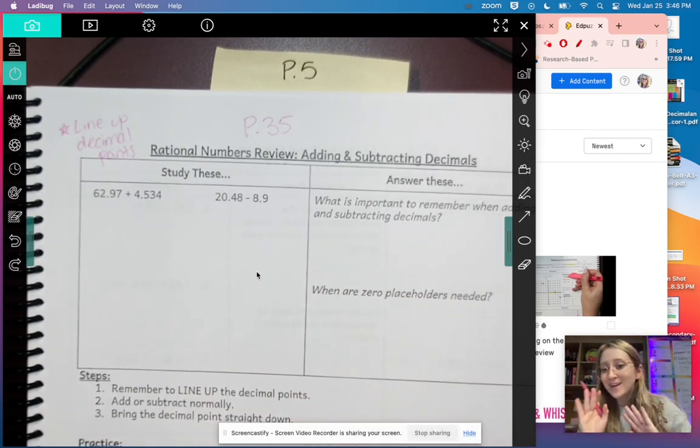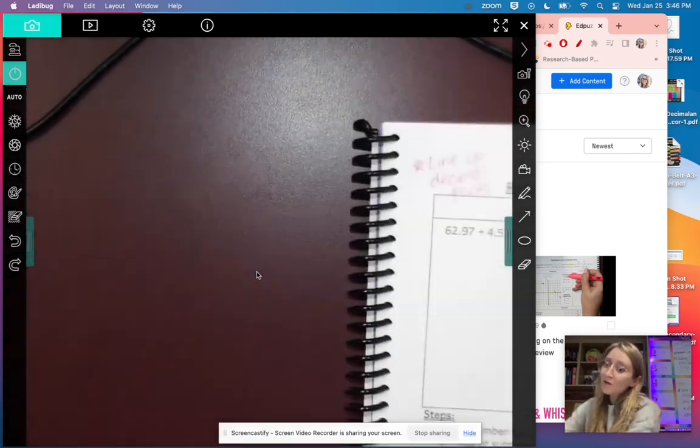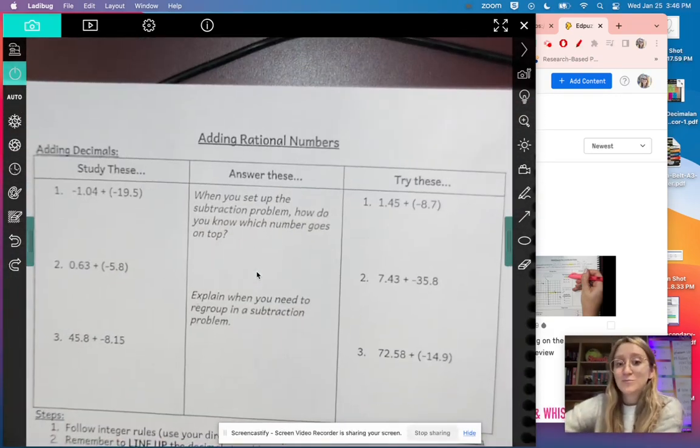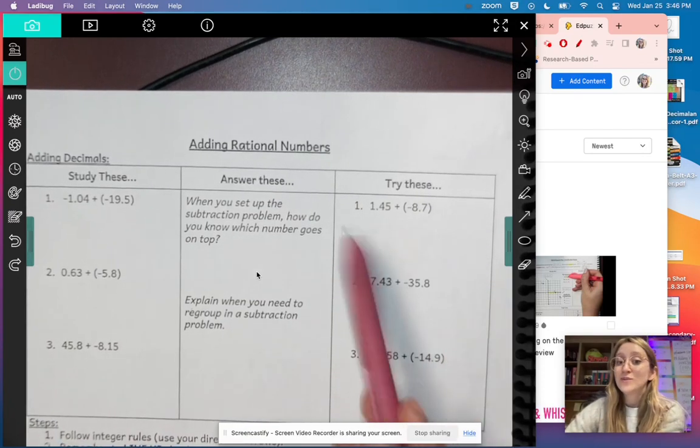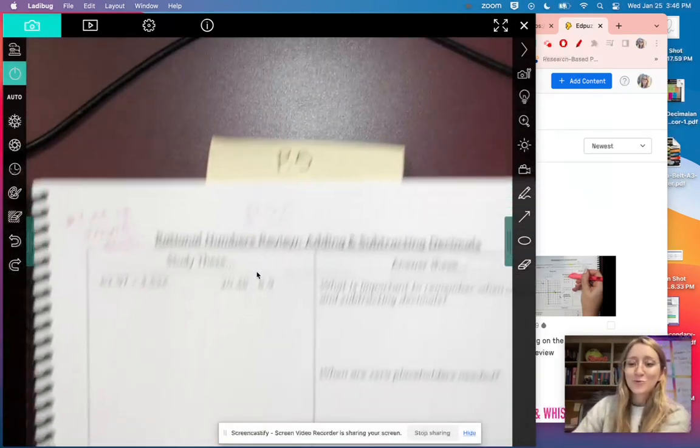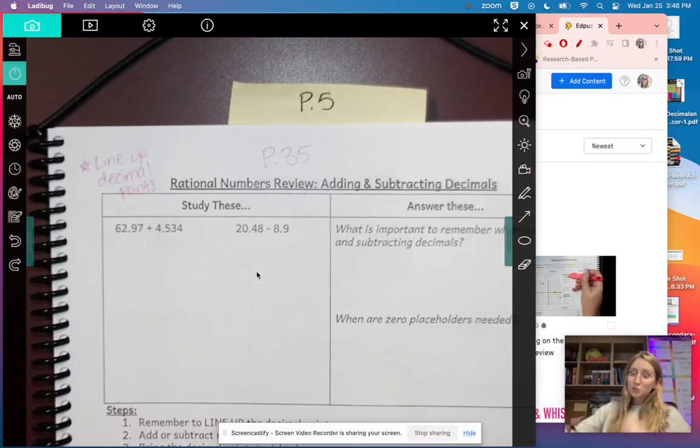I'm sorry, nope, how to add and subtract decimals, because tomorrow we are going to be adding and subtracting positive and negative decimals. So in order to do it, we need to make sure that we can do it when it's just positives. Okay, so a little refresher course.